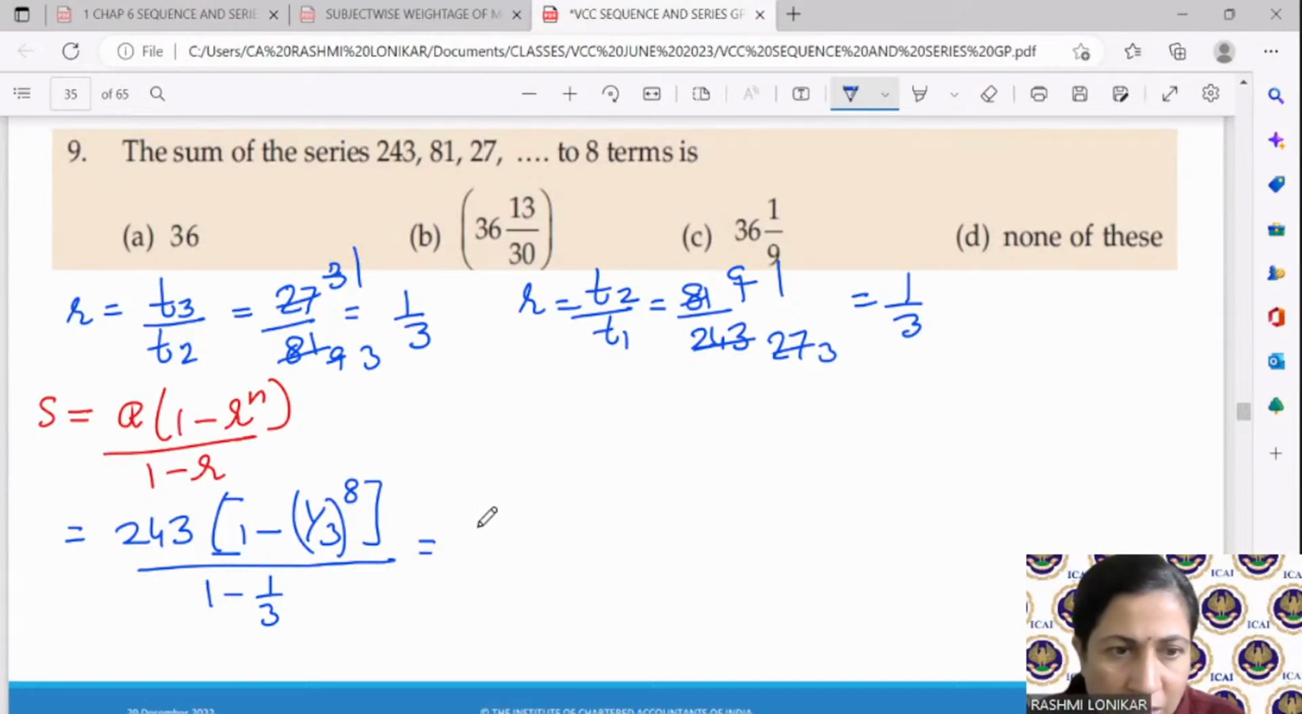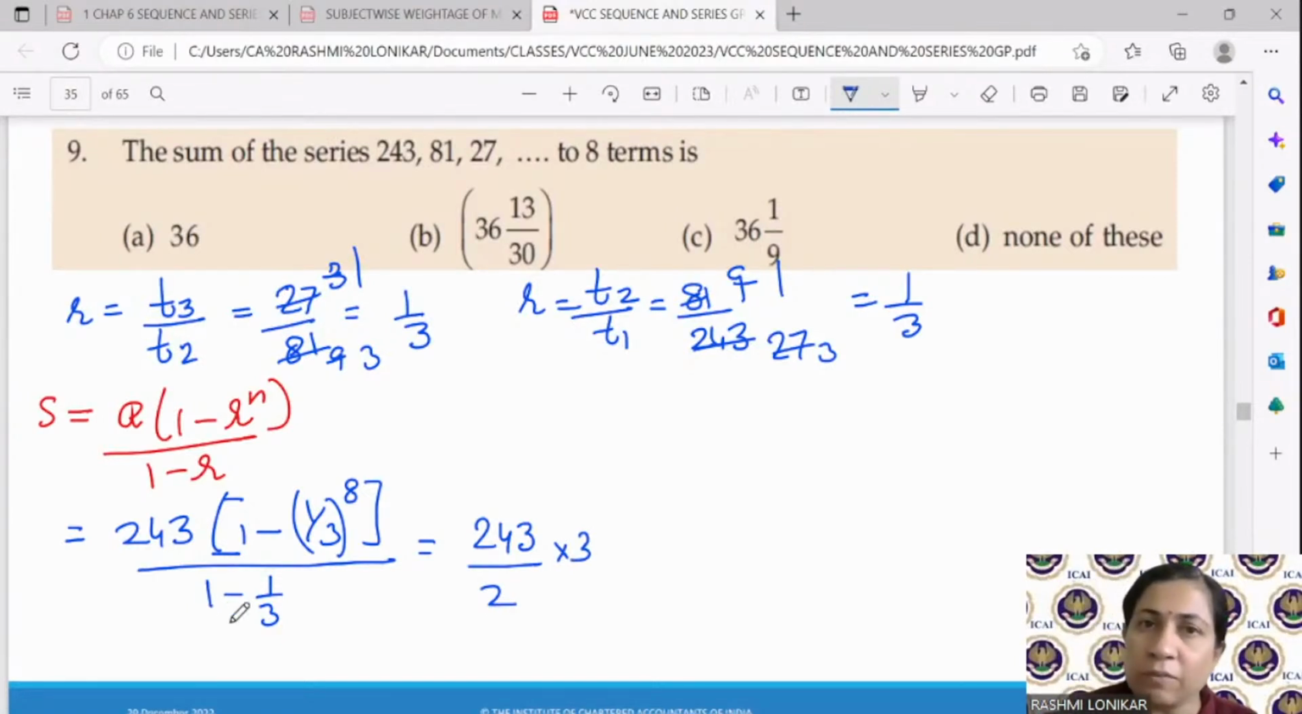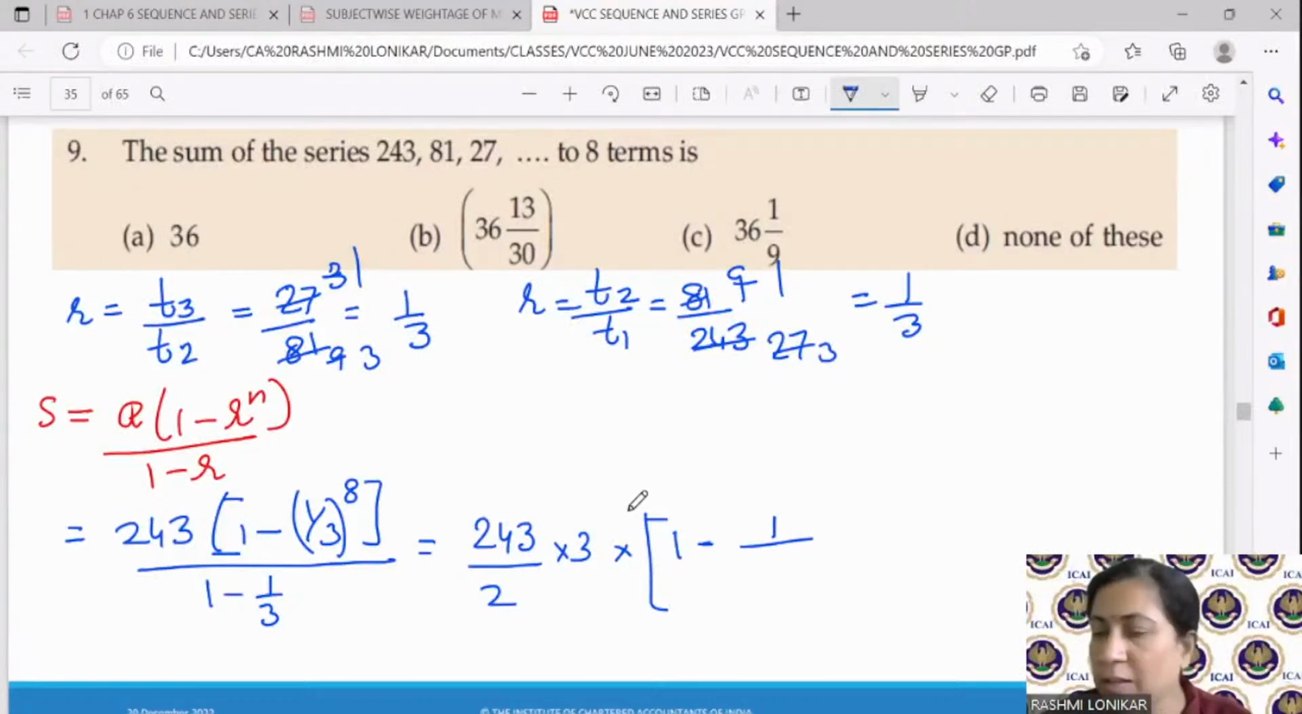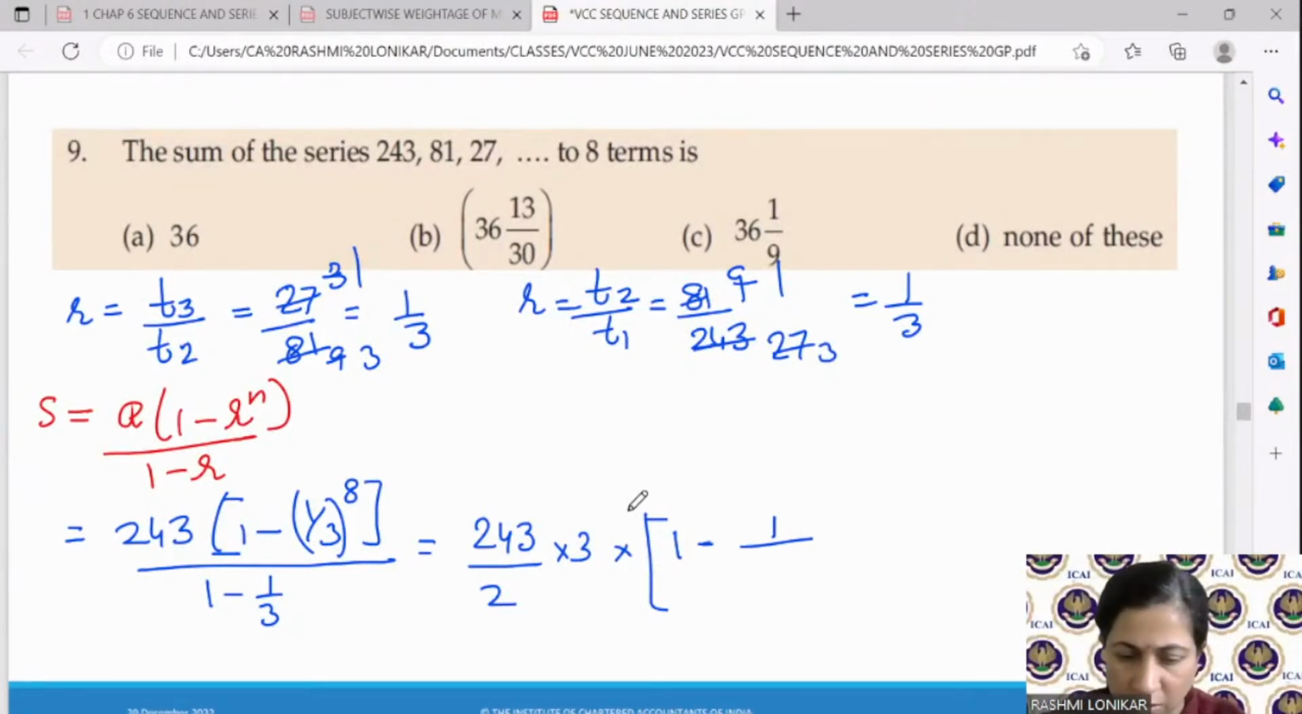So how much is this? 243, and upon this is 1 minus 1 by 3, that is 2 by 3. So this is 2 into 3. I flip the fraction in the denominator. Whenever I have a fraction in the denominator, it will flip. So 2 by 3 will become 3 by 2 into. Now what do I have here? I have 1 minus 1 upon 3 raised to 8. How much is 3 raised to 8? 3, 1, 2, 3, 4, 5, 6, 7, 8. 6561. Okay.